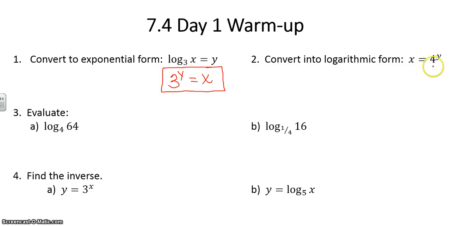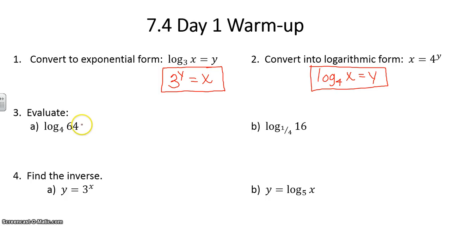Okay, so now let's go from exponential form to the log form. So this is x equals, the base is 4 raised to the y power. So base 4, so log base 4. Then these guys split up, so what's inside the log is the x, and what it's equal to is the exponent, y. And you're done.